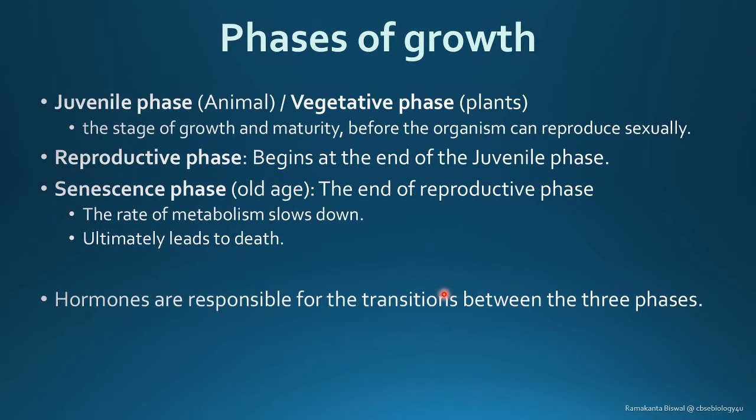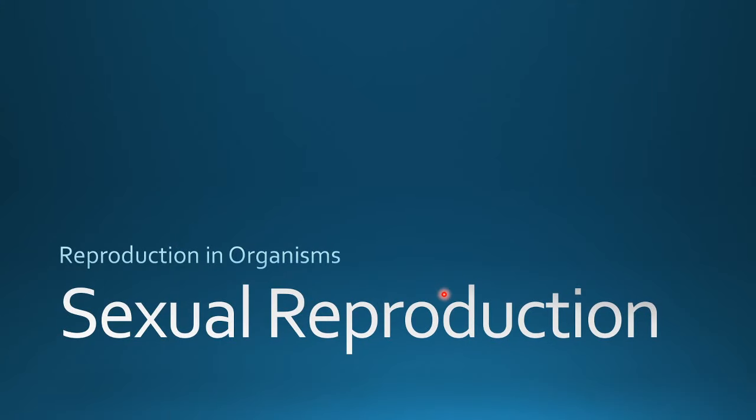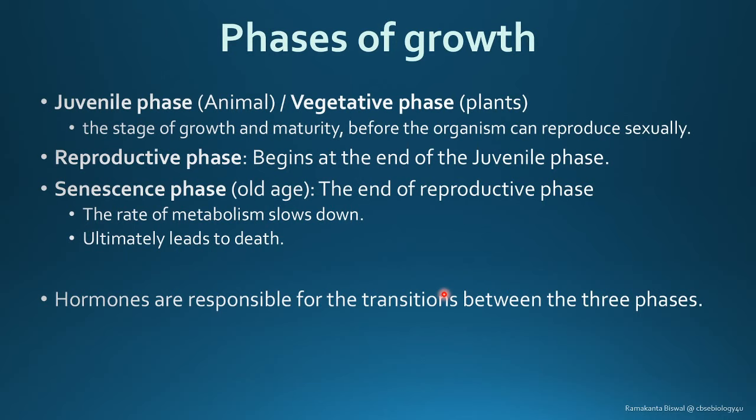So, when we talk about sexual mode of reproduction, we already discussed in the beginning that the organism must have two partners or two mates of opposite sex, that is, one male and one female. And when we talk about sexual reproduction, the organisms typically follow certain phases of growth. This is followed by every organism that follows sexual mode of reproduction. The first stage is called the juvenile phase, also known as the vegetative phase. The juvenile phase is the word we typically use in case of animals, whereas vegetative phase is the word we typically use in case of plants.